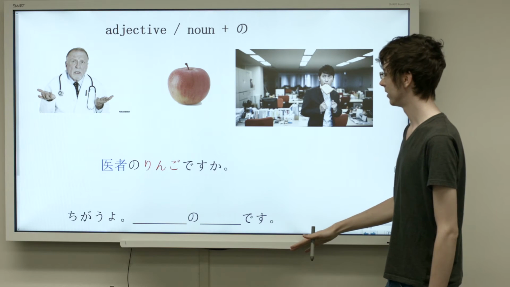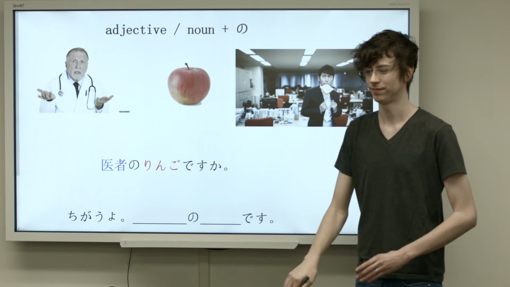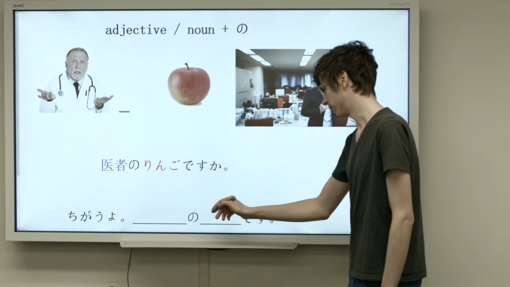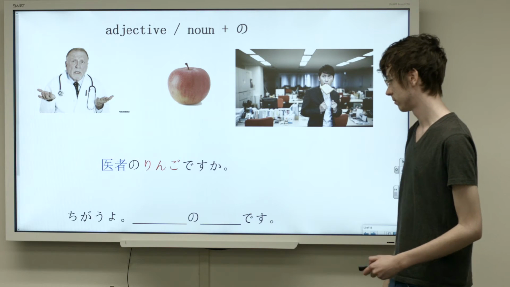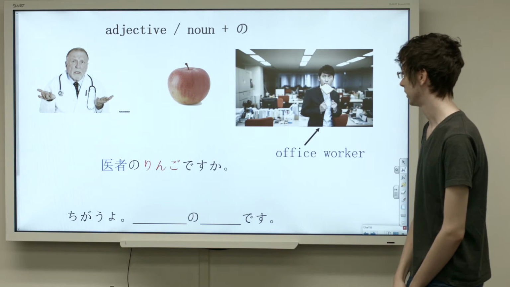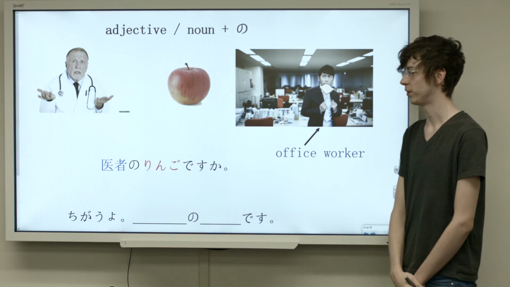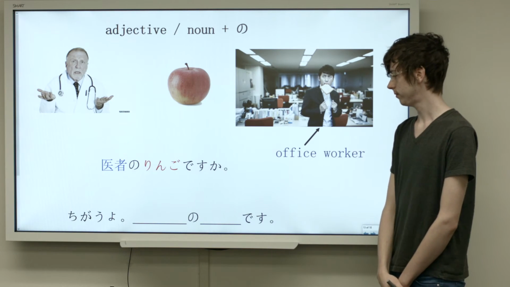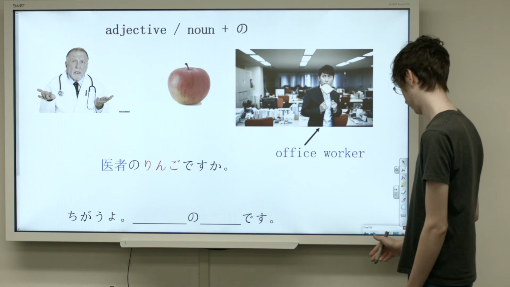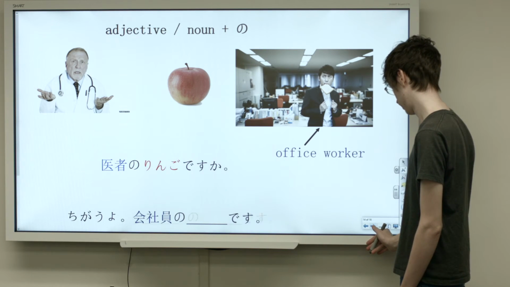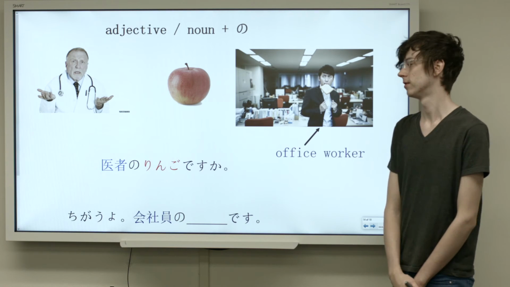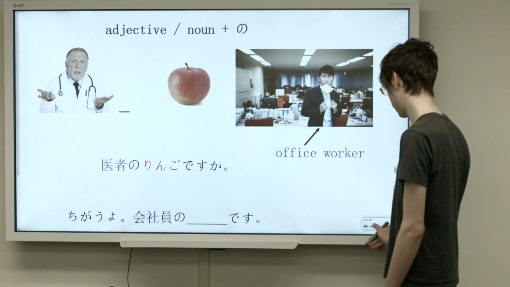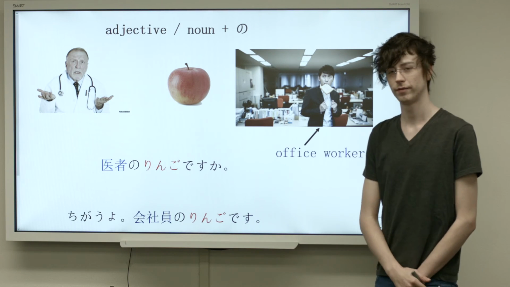And in response to that, you'll say chigau, or that means nope, that's not it. Whose is it? Dare no nani nani desu ka? So this is office worker, and if you don't know what that is in Japanese, just take a quick look at your vocabulary list. All right, so kaisha-in, office worker or company employee. Kaisha-in no ringo desu, right? Very simple answer.